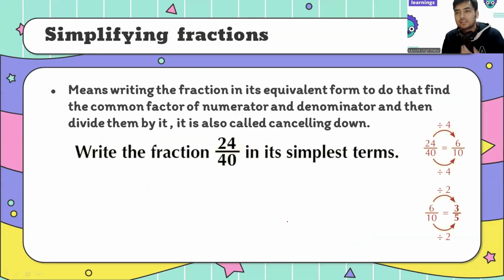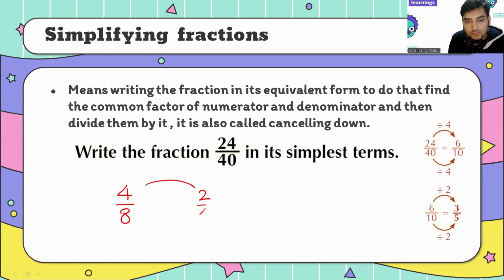Now, how can we represent a fraction in simplest terms? I told you that 4 over 8 can be written as 2 over 4. How? When I divide by the same number. This is what we call simplifying the fraction. So 4 divided by 2 gives 2, and 8 divided by 2 gives 4.